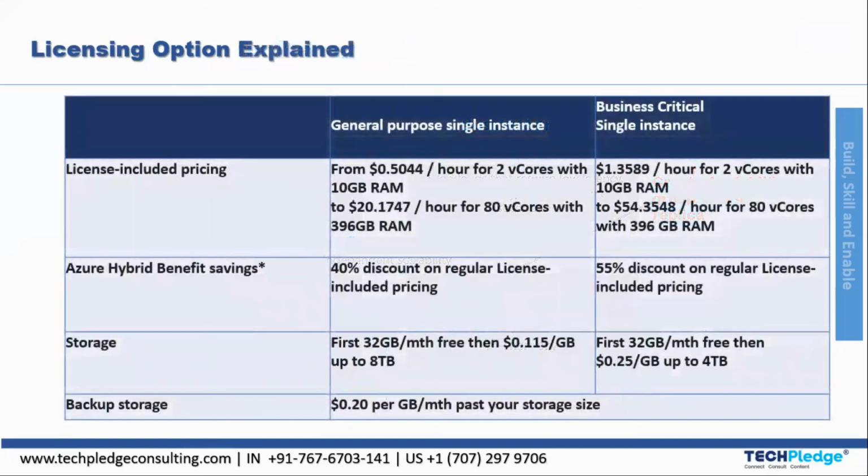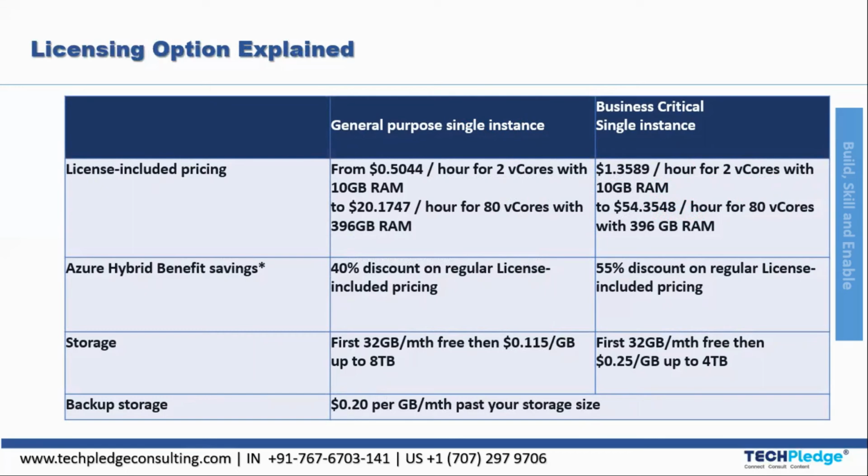So as we can see, licensing pricing, if I'm using a general purpose single instance, costs me $0.504 per hour with 2 cores and 10 GB of RAM. If we increase the RAM and the cores, the pricing will change. Business critical costs $1.3589 per hour with 2 cores and 10 GB of RAM. As you can see, business critical has more options and features to offer, so there is a huge difference in cost between the two.